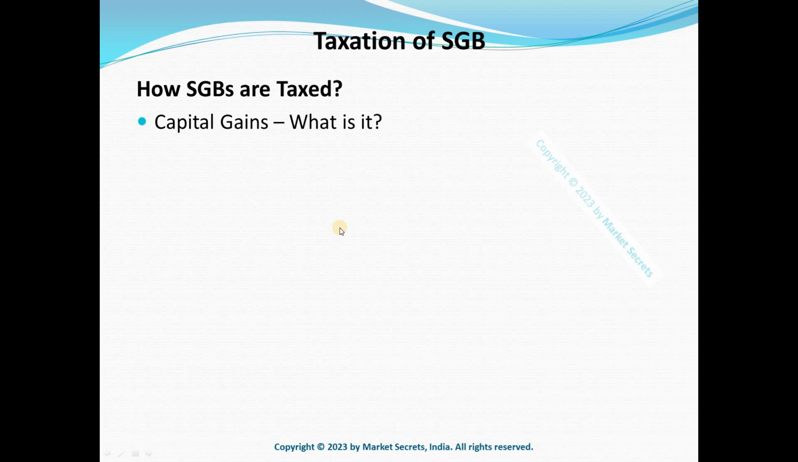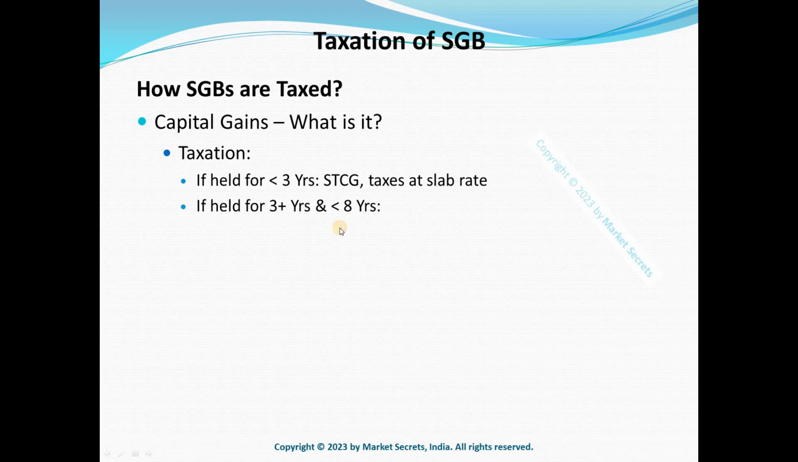Because the duration of SGB is at the max 8 years and you can even sell it in between. So if you have any capital gains, how would it be taxed? First thing, if you are holding SGB for less than 3 years, for example, you are buying during the issue and you're selling it after 1 or 2 years, in that case your capital gains will be taxed under STCG, that is short term capital gains, and you need to pay the taxes at your slab rate. If you are in 30% bracket, you need to pay 30% tax on your capital gains as well. So that is how it works.